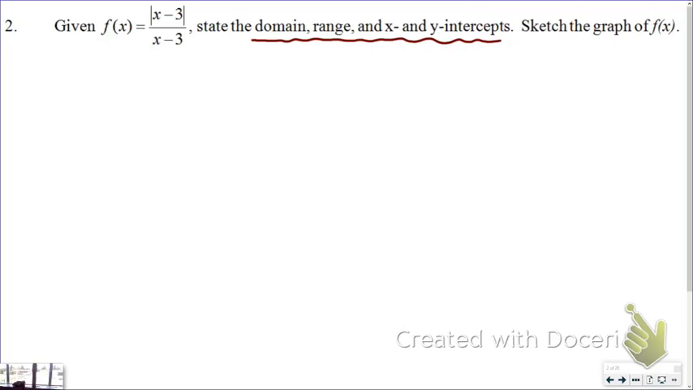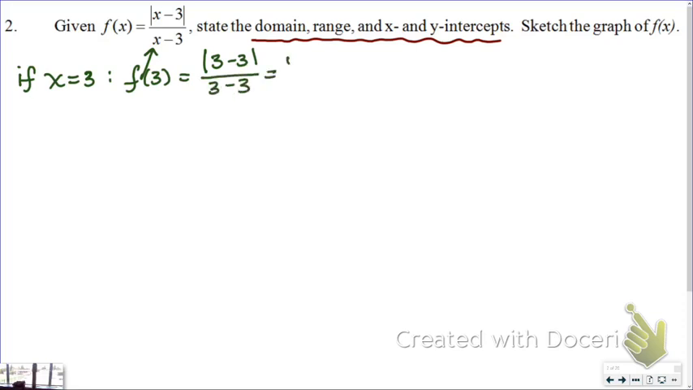First of all, when we think about the domain of this function, that should always be a concern when you're drawing a graph. Obviously, if we plug a 3 in there, what's going to happen? We're going to get the absolute value of 3 minus 3 over 3 minus 3, which is 0 over 0. So f of 3 is undefined.